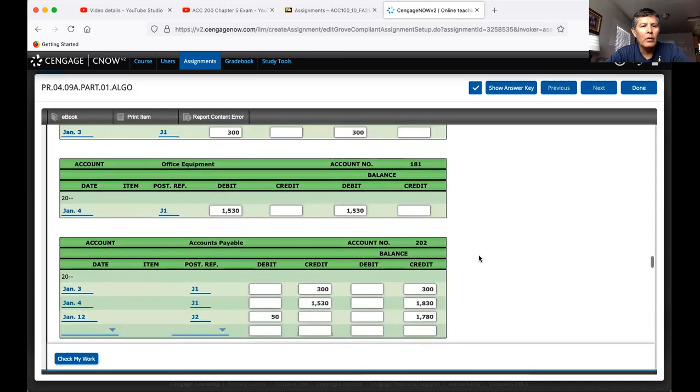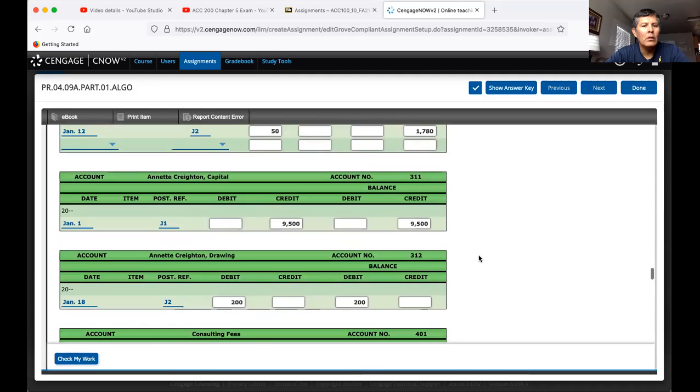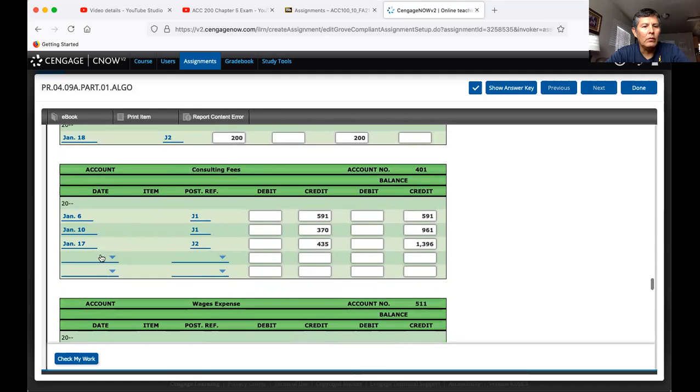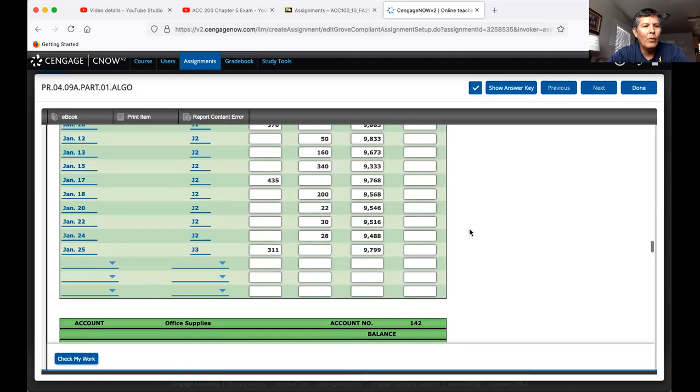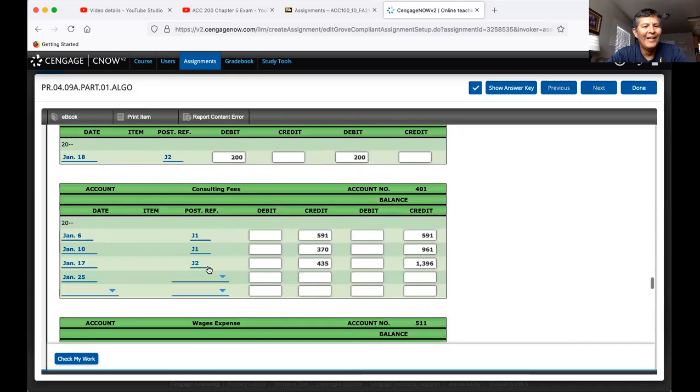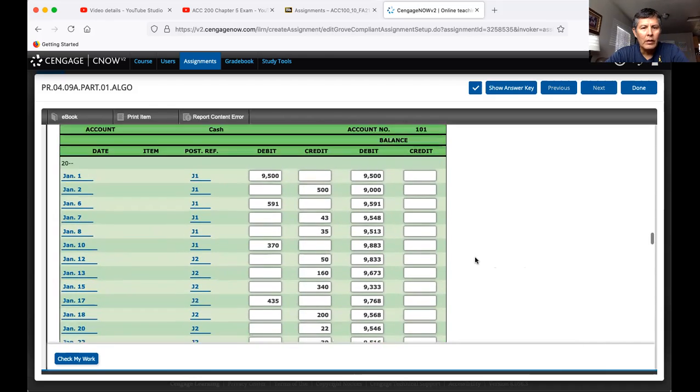Now we got to go to our service fees, consulting fees. Was it the 25th? Yeah, it was the 25th. J3. And service fees, it was 311. Now we have a total of 1396 plus 311, 1707. Okay, we recorded both of them, the individual accounts and the general ledger.